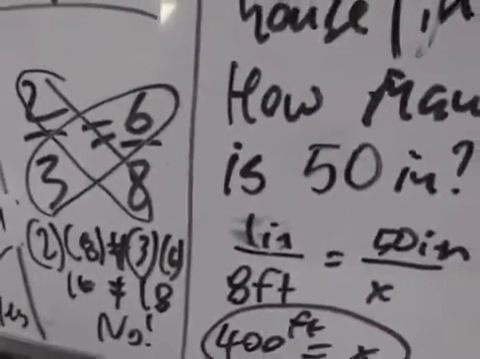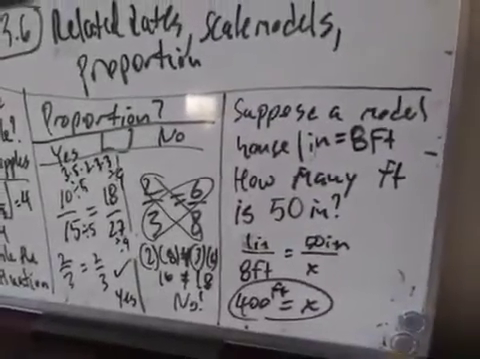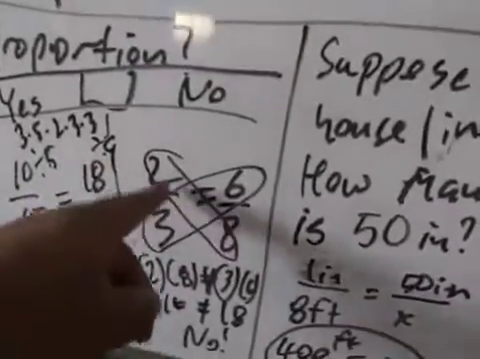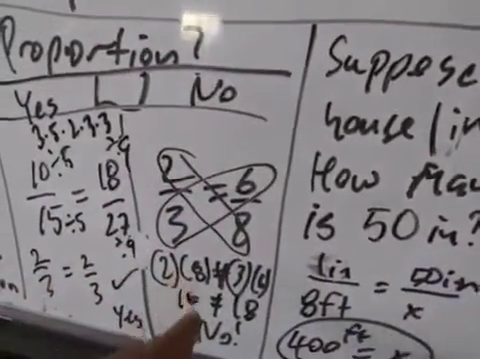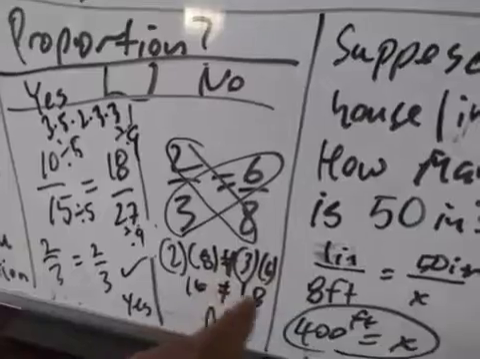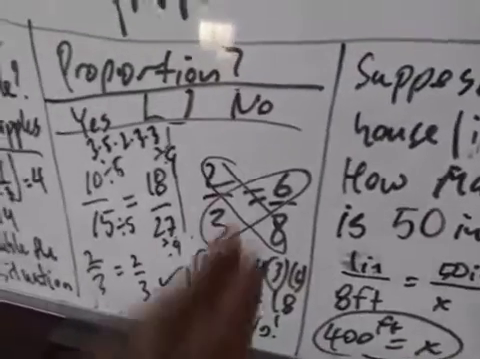What about this one? The reason why this one's a no. Okay, why is this one a no? Well, when you crisscross, you get 2 times 8, which is 16. And then you've got 3 times 6, which is 18. We know 16 does not equal 18. So you can also crisscross to check why it's a no.